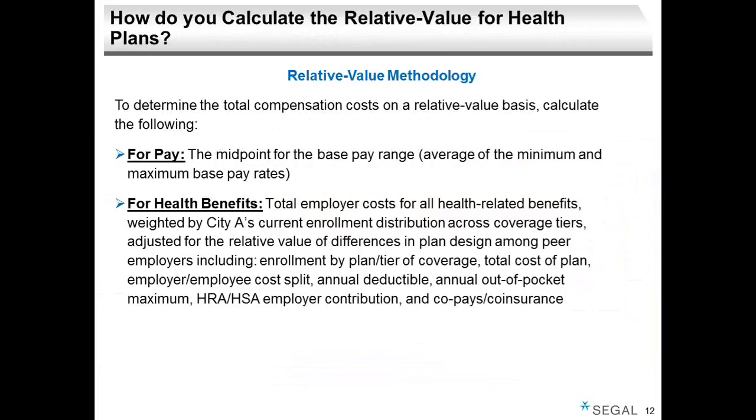Here we're now embarking on the relative value methodology. And we're going to do the same thing in terms of discussing health and then discussing retirement. Again, here, simply what we're saying is that we're looking at the total for all health-related benefits based on enrollment distribution, tiers of coverage, and so forth, and then adjusting for the relative value of these differences in plan design in terms of what we see among the peer employers for the various factors that I mentioned.